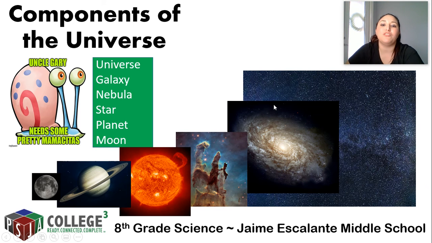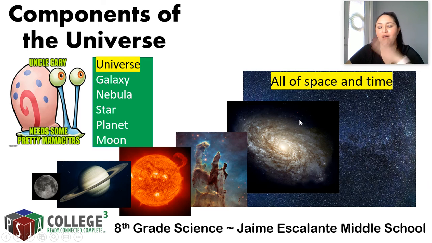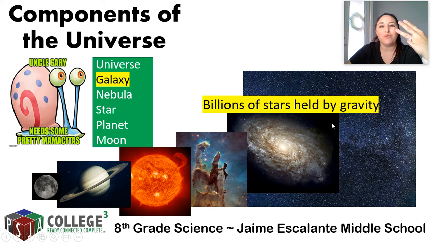All right, so let's go over each one. Universe, all of space and time, everything. You are part of the universe, right? Within the universe, we have galaxies. Now, there were three types of galaxies, I think spiral, elliptical, and irregular, right? But we're only going to kind of focus on spiral galaxy. It's not too important for you to remember all three of them for the SLO test. Just remember that we live in a spiral galaxy. It's called the Milky Way galaxy, right? And a galaxy is billions of stars held together by the big G, gravity, right?